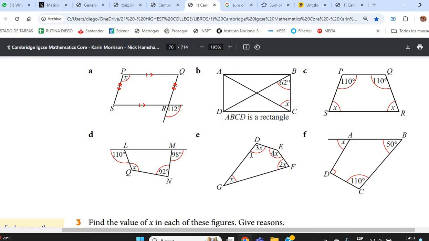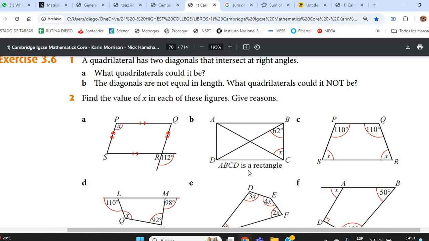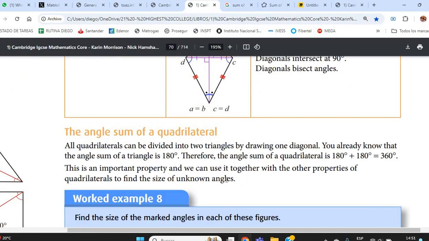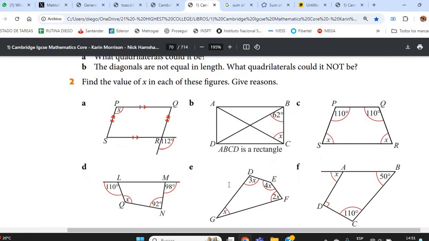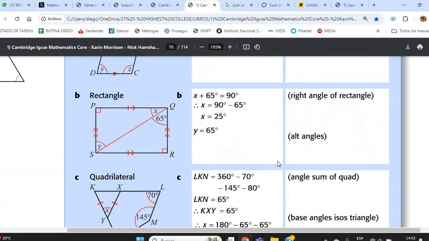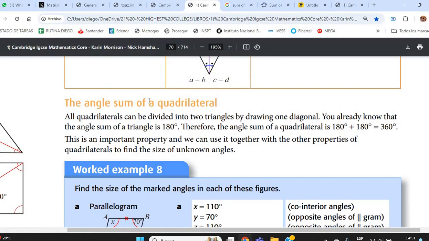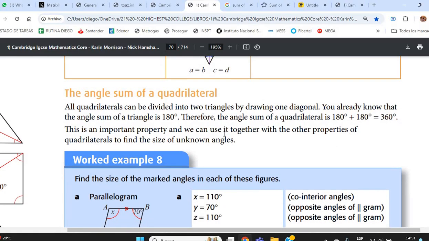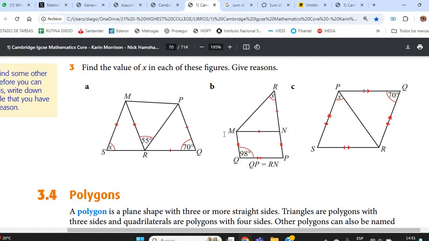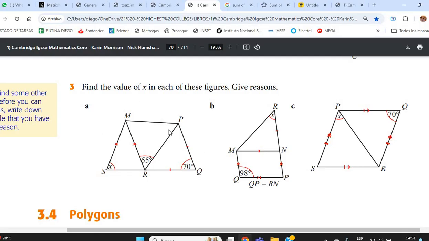In this case, you have 4 angles, and you know that in a quadrilateral, the angle sum, as it says here, is 360. So you can do x plus 3x plus 4x plus 2x equals 360, because the angle sum of a quadrilateral is 360. And basically, this is it. In this case, here you have a quadrilateral and some triangles. Try to do all of this.